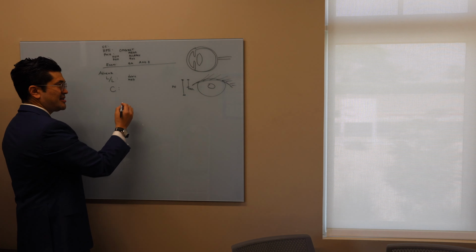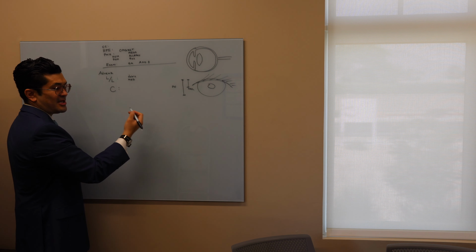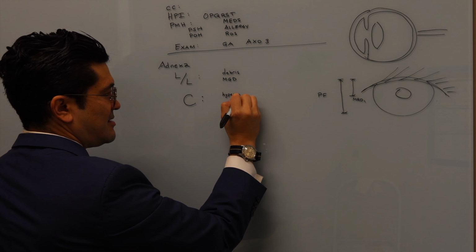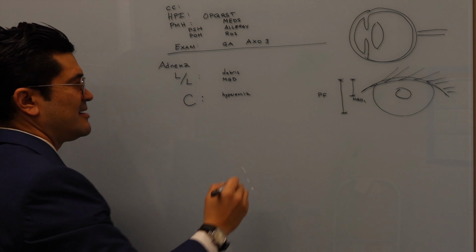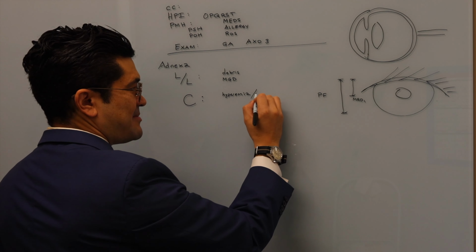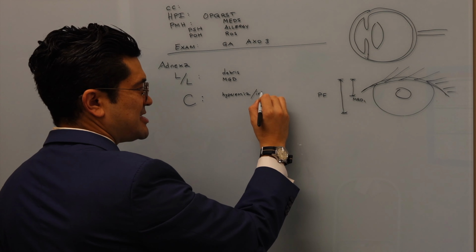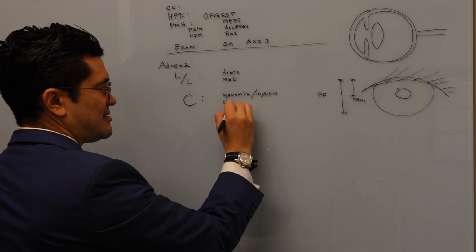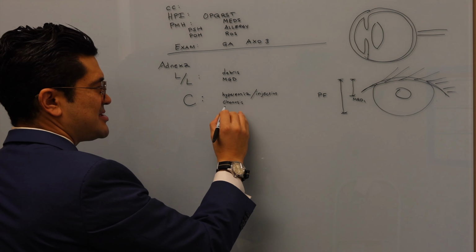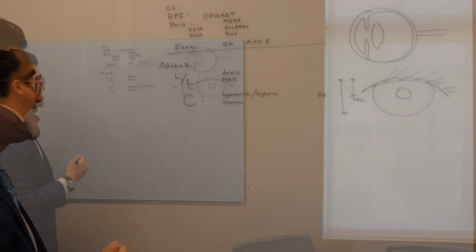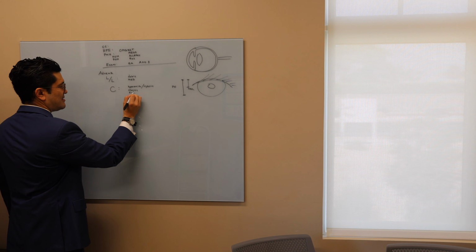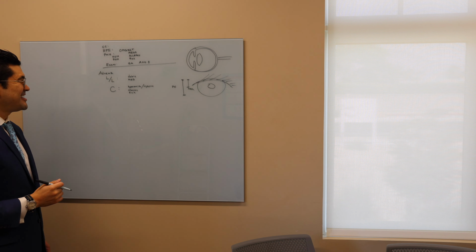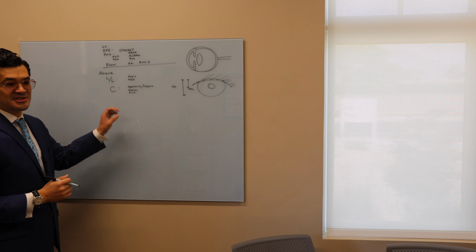This is the section you'll see words like hyperemia, or injection, it kind of means the same thing. That means how much are the blood vessels injected in red? Is there chemosis or swelling? Is there hemorrhage, subconjunctival hemorrhage? Is there a laceration? Is there a pinguecula? All that will go in the conjunctival section.